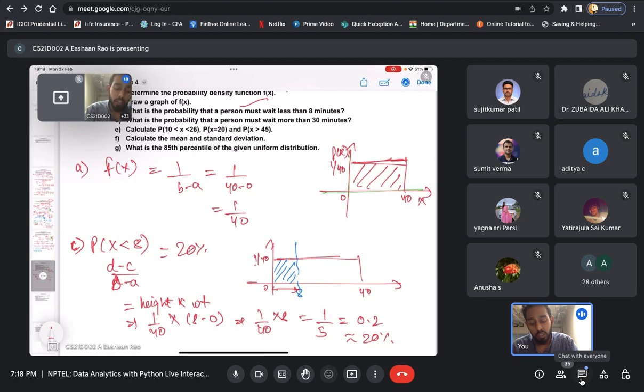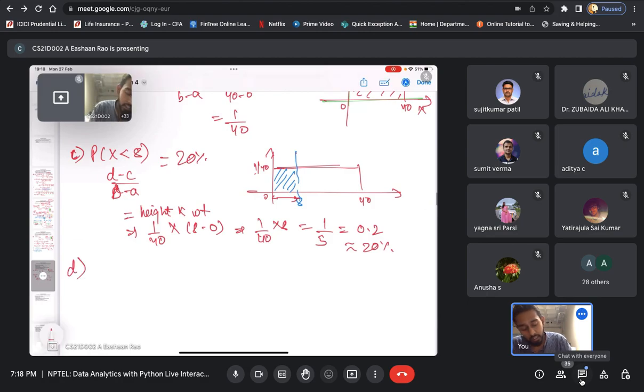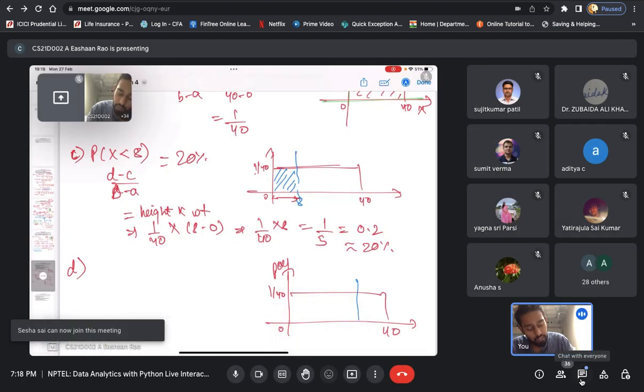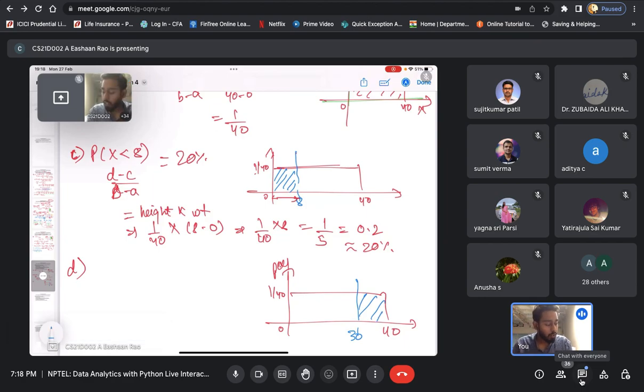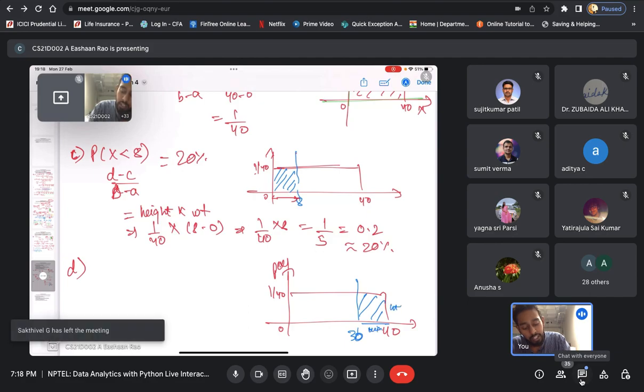Now the question is, what is the probability that a person must wait more than 30 minutes? To do that, let's again use this graph itself. I have 1 by 40 as the height, and somewhere 30 will be there, and I have to find the area between 30 and 40. I just need to calculate the width and the height, which I already have. So let's write it mathematically here: P(x > 30).